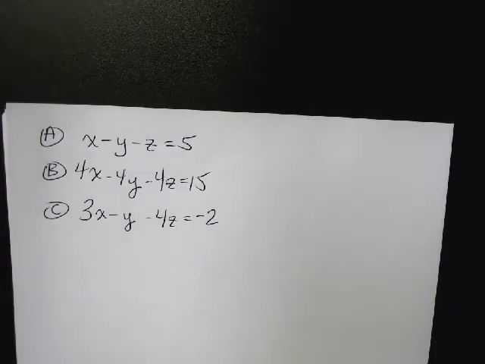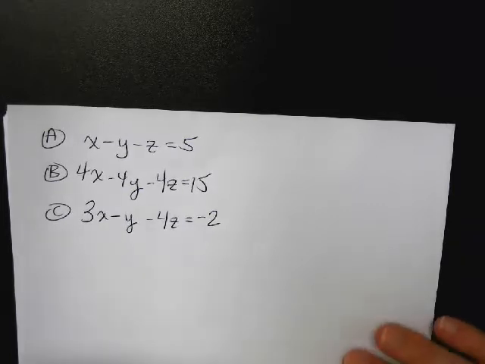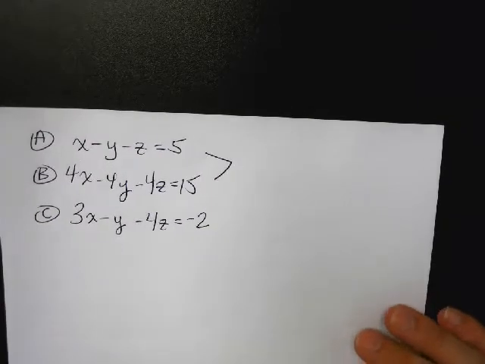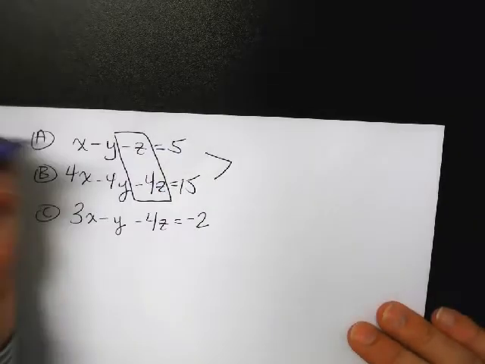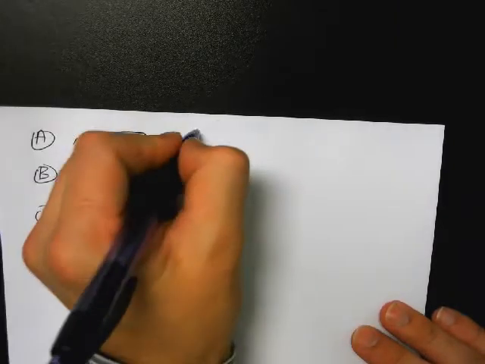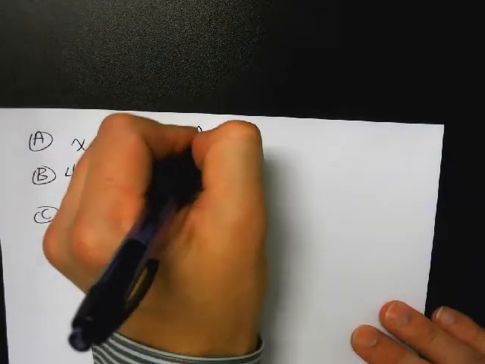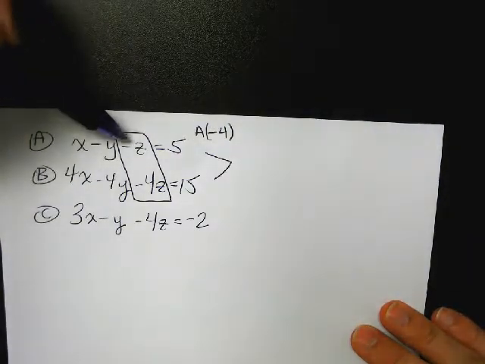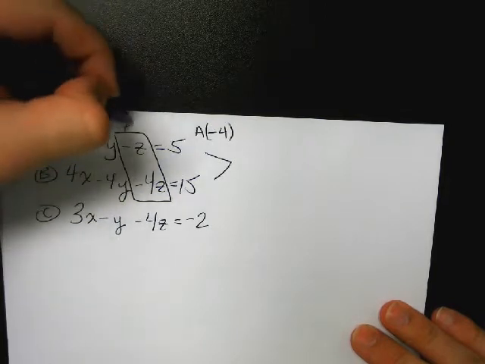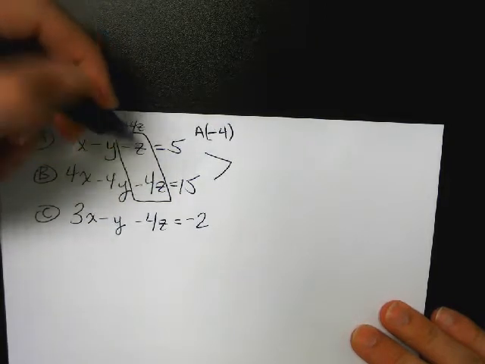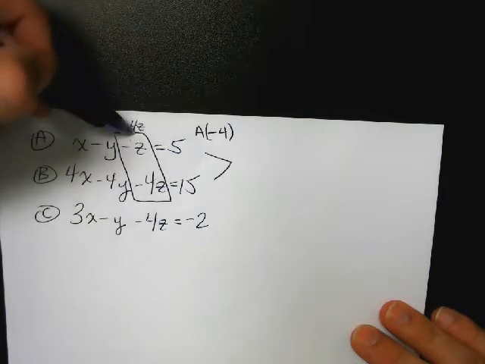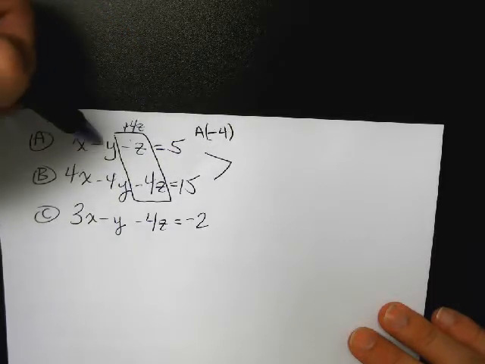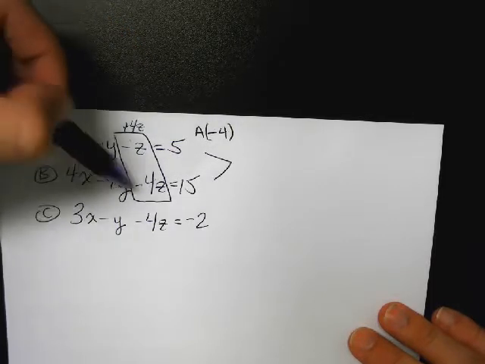Alright, so now we're working on our 3 equations for number 3. I've labeled them A, B, and C, and I'm ready just to work with equation A and B first. Let's eliminate our z variable. If I multiply A by negative 4, negative 4 times negative 1 will give me a positive 4, and a positive 4 with a negative 4 will cancel. So what we want to do is just multiply this entire equation A by negative 4, and we're going to keep B the same because it already has the negative 4 that we need.